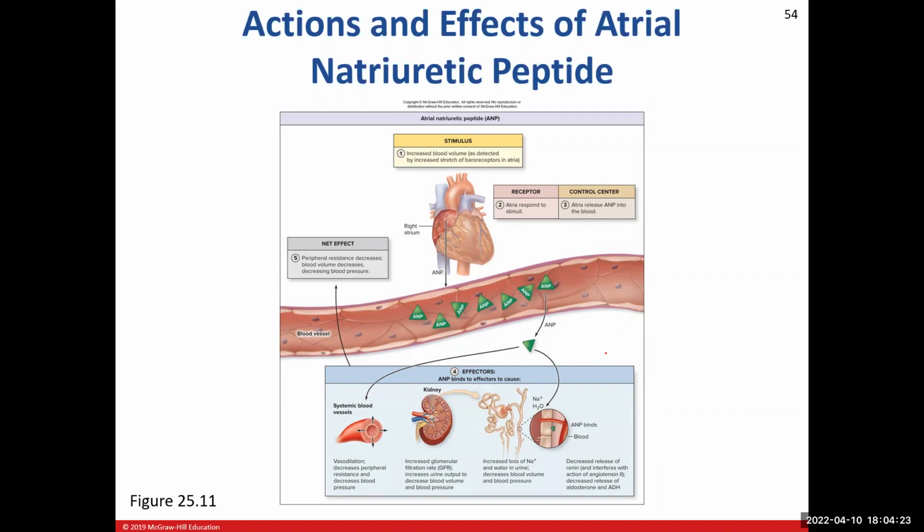And as a result, we're going to decrease sodium resorption, and thereby decrease water resorption. So both sodium and water are going to increase in our urine, and that increased urine loss will decrease our overall blood volume, and consequently that will bring down our blood pressure. And then don't forget about its inhibitory effects on renin, on ADH, and the actions of aldosterone.